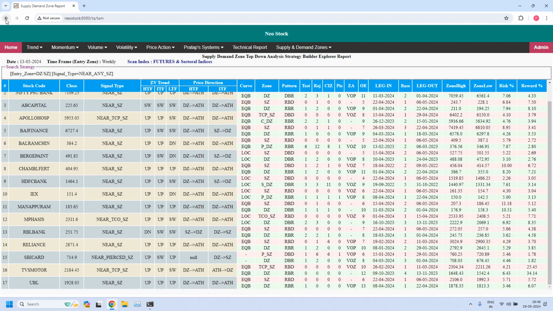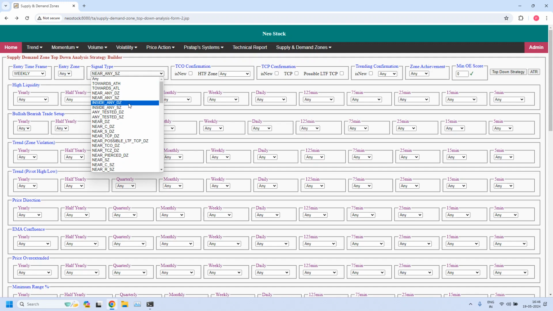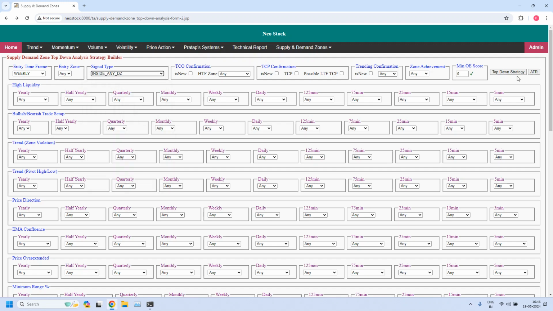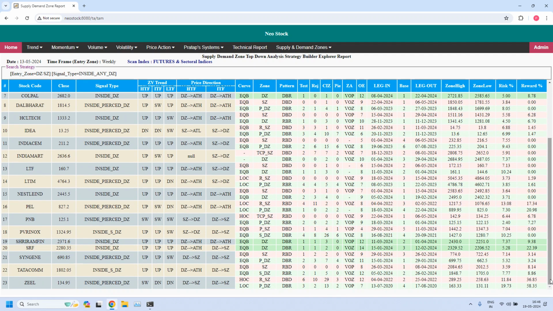Okay, let me go back. For weekly time frame, let us find the stocks where price closed inside weekly demand zone. So this is the filtered list. Let me scroll down. Total 23 stocks are filtered where price closed inside the weekly demand zone. So in all these 23 stocks, prices are closed inside these demand zones.